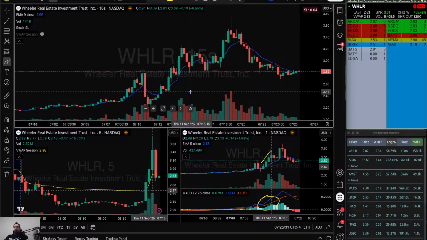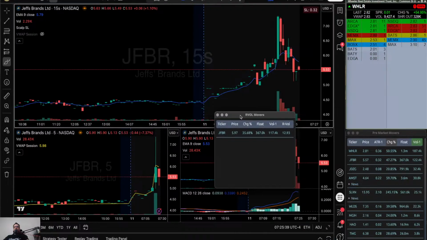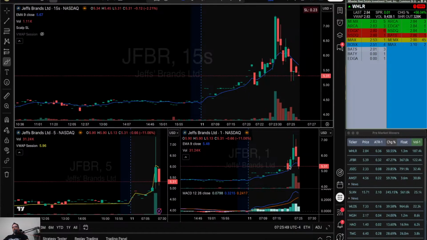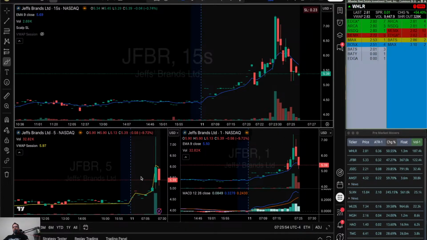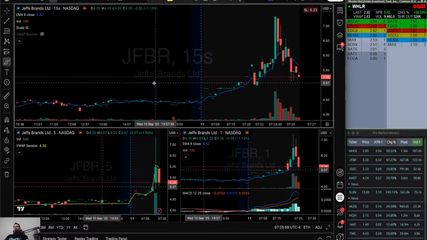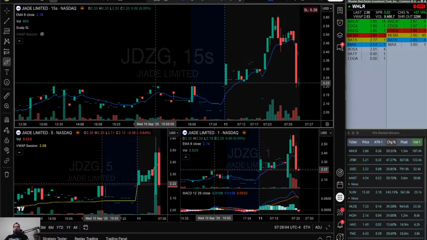All right, let's go back to JFBR. JFBR showed up on the RVOL scanner right here. There ain't nothing there. Look at that big topping tail on the 5 minute. You don't even have to look at the 5 minute, you can look at the 1 minute. It ran up and then it came back down. That's not good. Plus, we don't have a catalyst. JDZG, ain't nothing there.